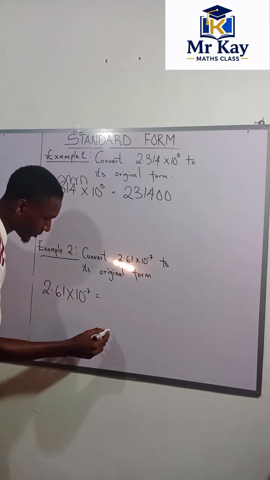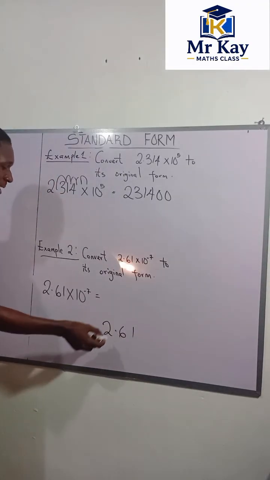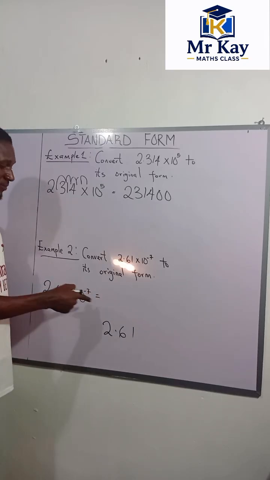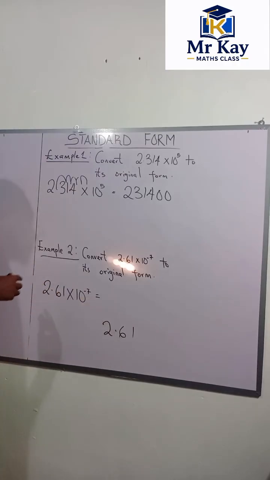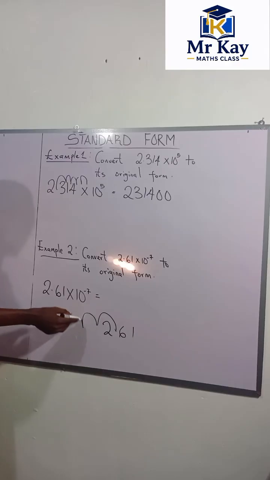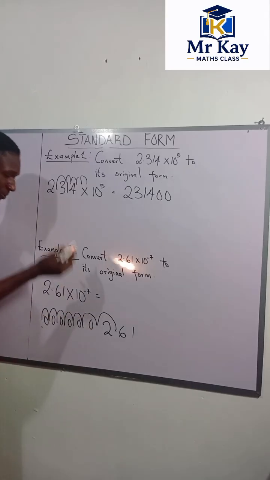Let me show you a practical example here. This is 2.61, right? Our decimal point is here. We are moving it back to where it was. Remember, it was moved forward 7 times before. Now we are going to move it back to its original form, 7 times. So we are going to have 1, 2, 3, 4, 5, 6, 7, and the point will be here. Remember, what is here? Nothing. And nothing means 0. That means all this place is going to be 0, 0, 0, 0, 0, 0.